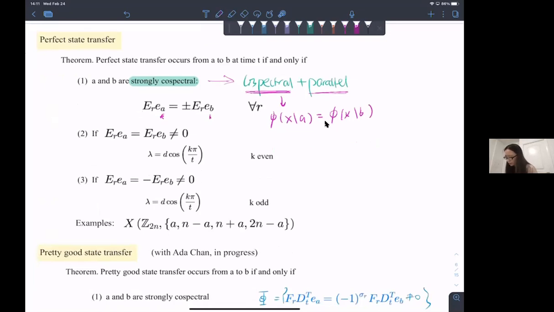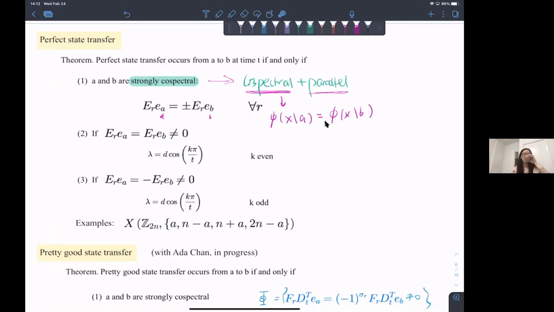Now, in addition to this strong co-spectrality, we also want the eigenvalues to satisfy some number theoretic condition. So these three properties give us a very specific goal to look for when we study perfect state transfer. And using that, we can construct an infinite family, which is a circular graph over Z2n with a connection set of this form.